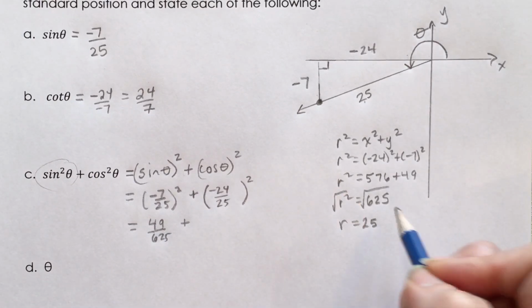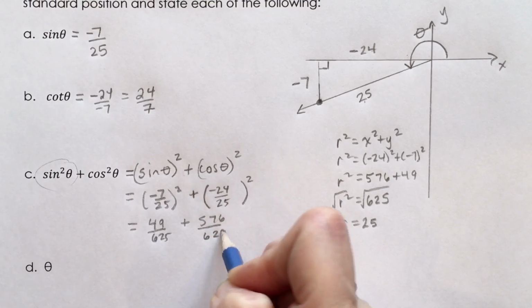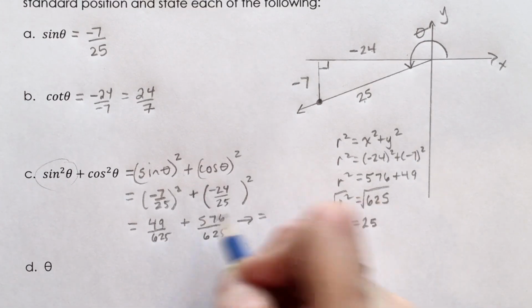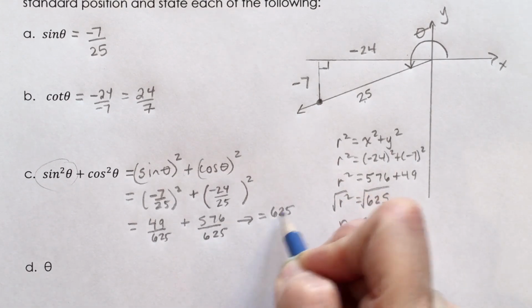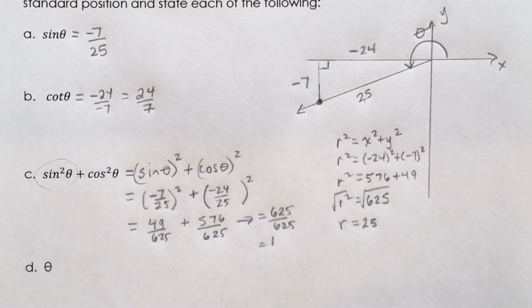So 24 squared, we figured that at 576. And square the bottom. So when you add those two together, you end up getting 625 over 625, which equals 1. So sine squared theta plus cos squared theta equals 1. And now we want angle theta.